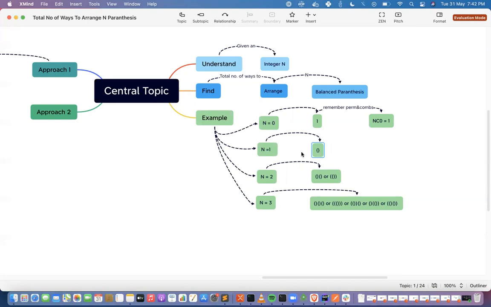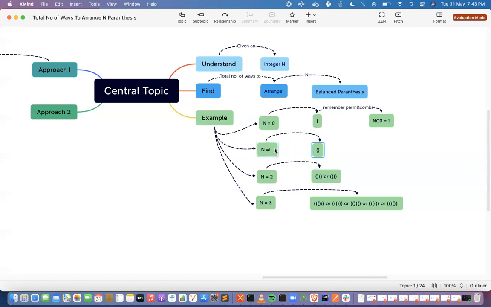For example, consider n equals 1. For n equals 1, you see there is one balanced parenthesis. For n equals 2, you see how many ways there are to arrange these balanced parentheses. One of the common approaches is either open, close, open, close, or open, open, close, close. These are the two ways you can have these balanced parentheses.